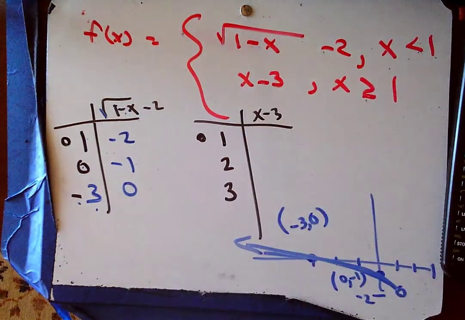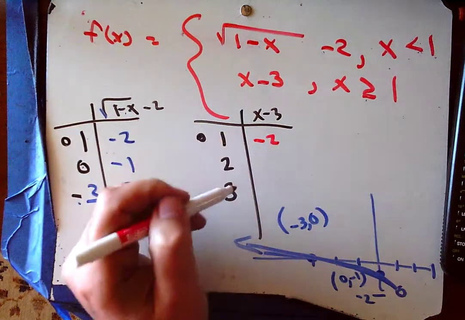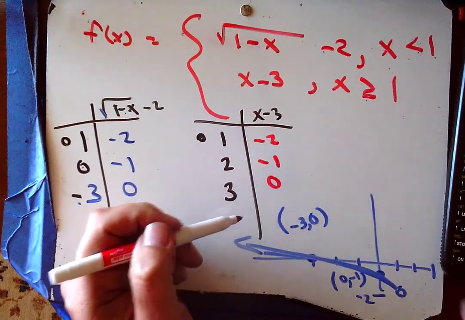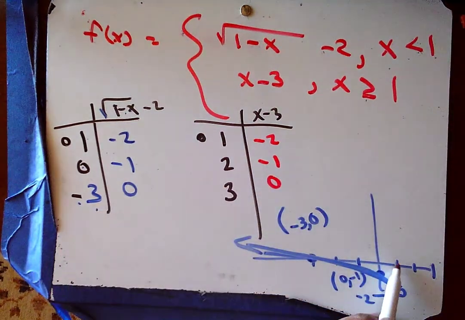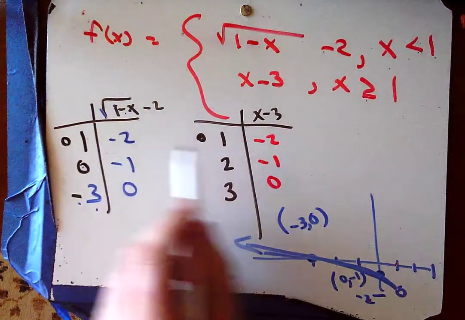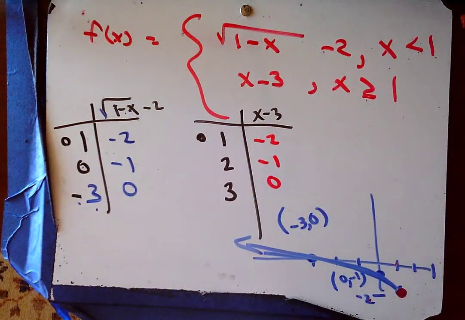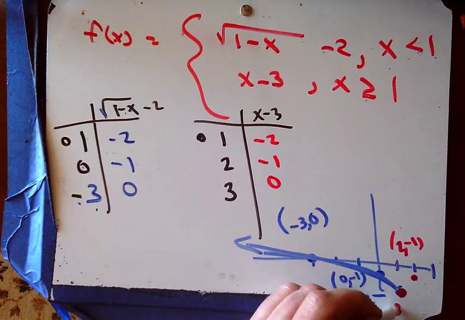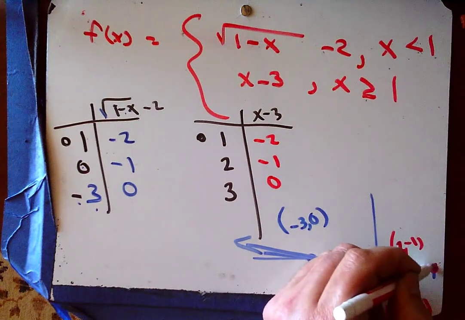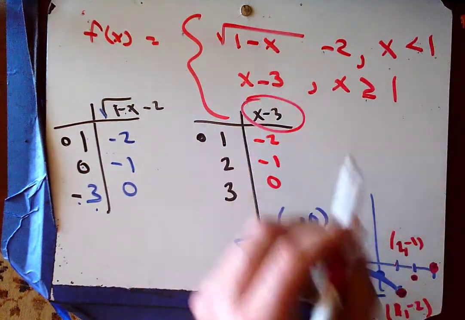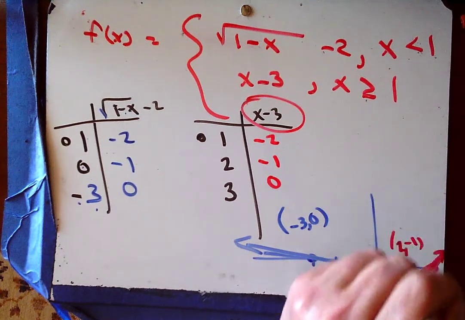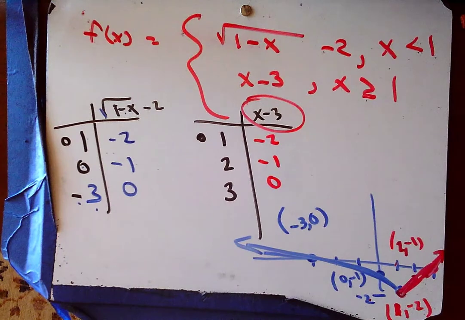Now, what about this piece? Well, if I plug in a 1, I get negative 2. If I plug in a 2, I get negative 1. If I plug in a 3, I get 0. So 1, negative 2, oh look, they're the same. So these pieces will connect. And then 2, negative 1, and 3, 0. Remember, this is a linear equation. It needs to look like a straight line. Don't make it curvy and wiggly, okay? All right.